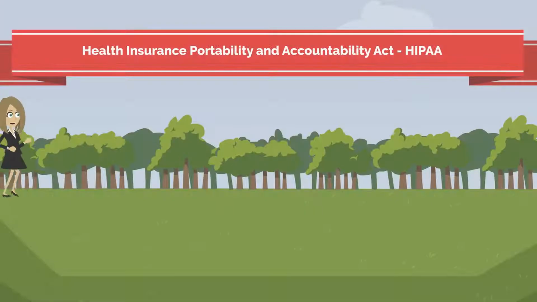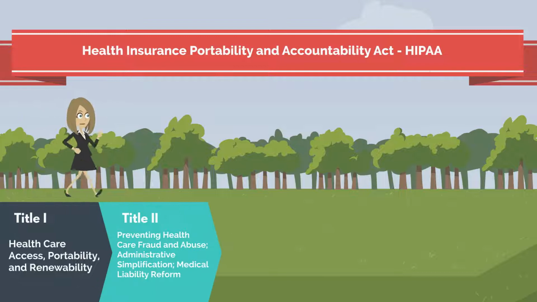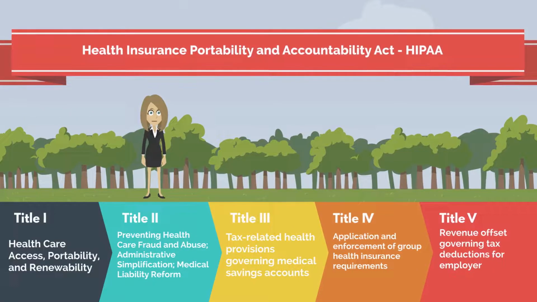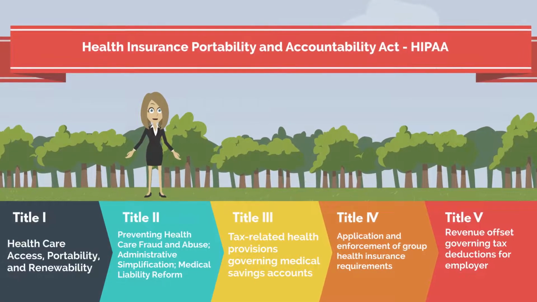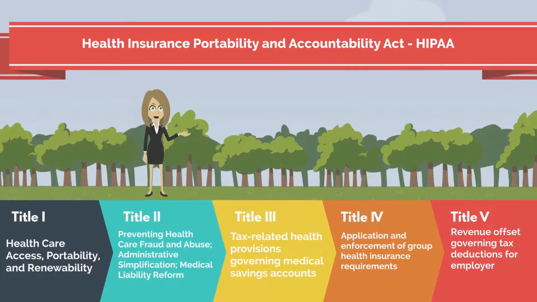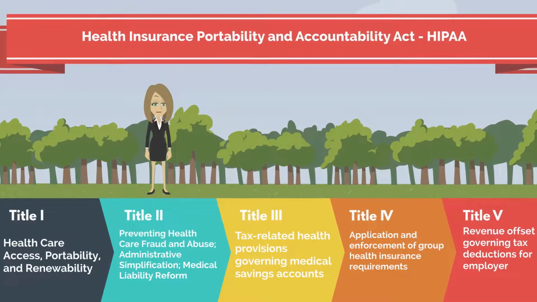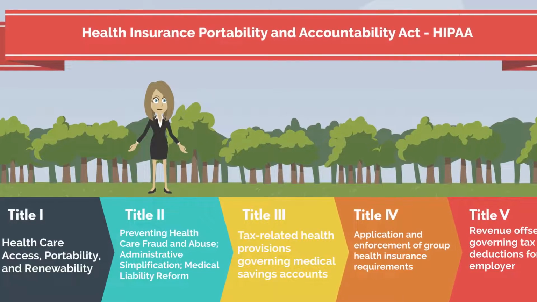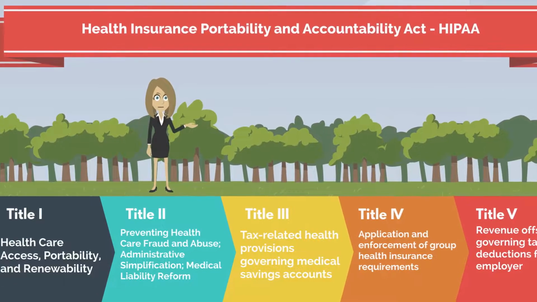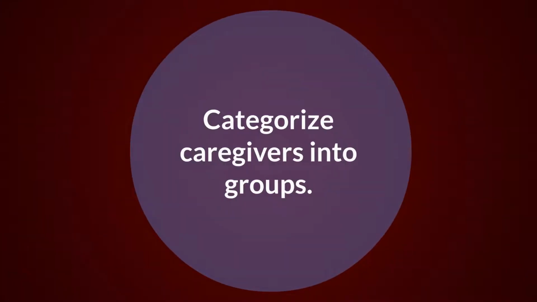There are 5 titles to this act, but as for today, we will focus on Title II. Title II requires the Department of Health and Human Services to increase the efficiency of the healthcare system by creating new standards for the use and dissemination of healthcare information, and categorize each individual into their own respective group.